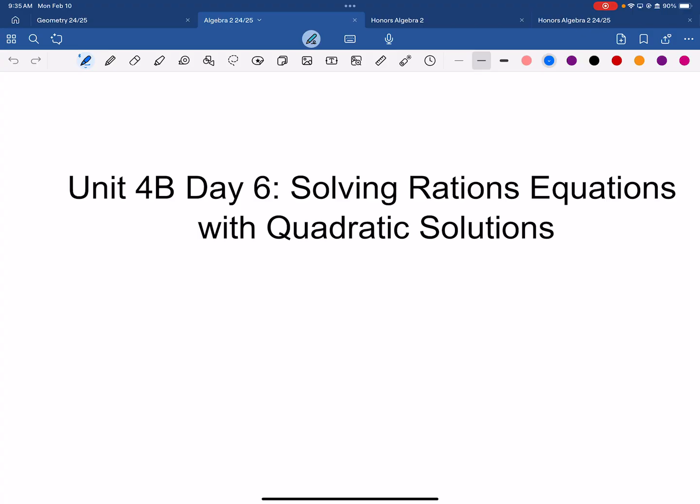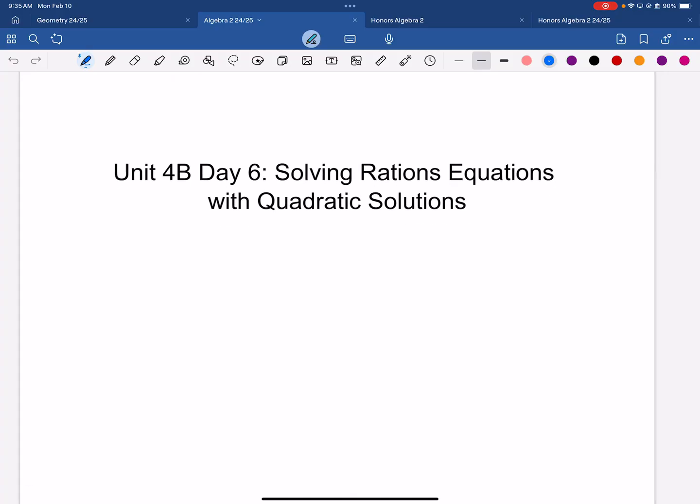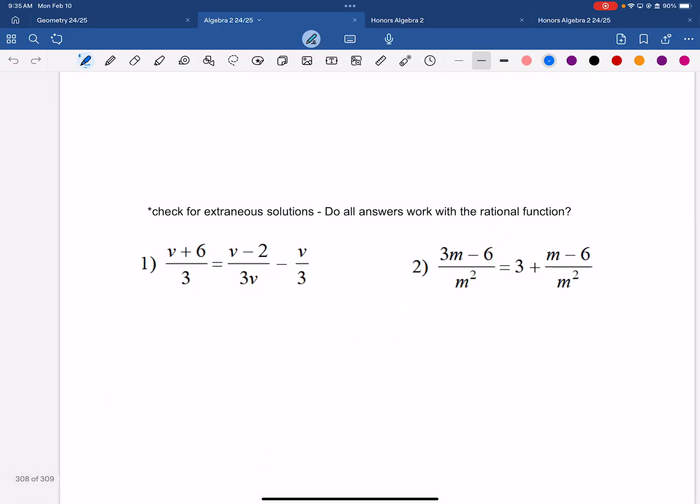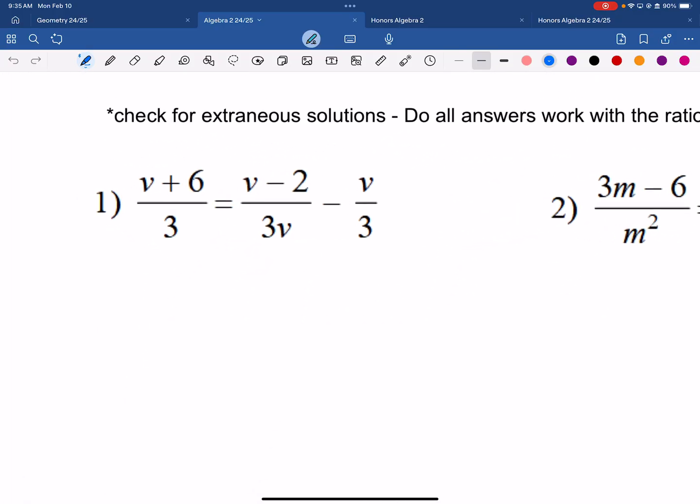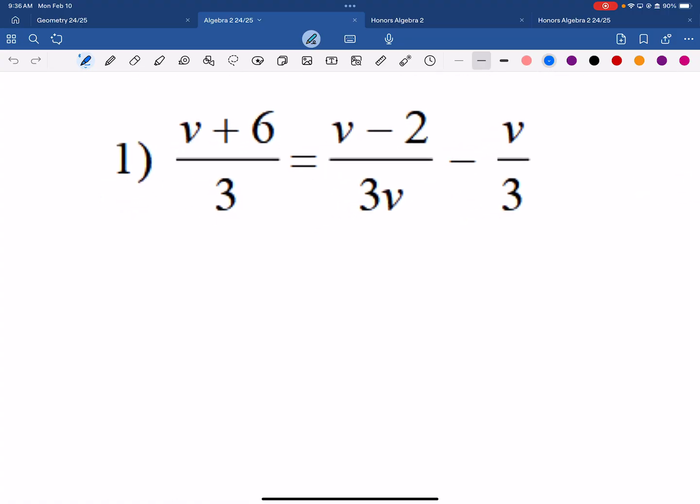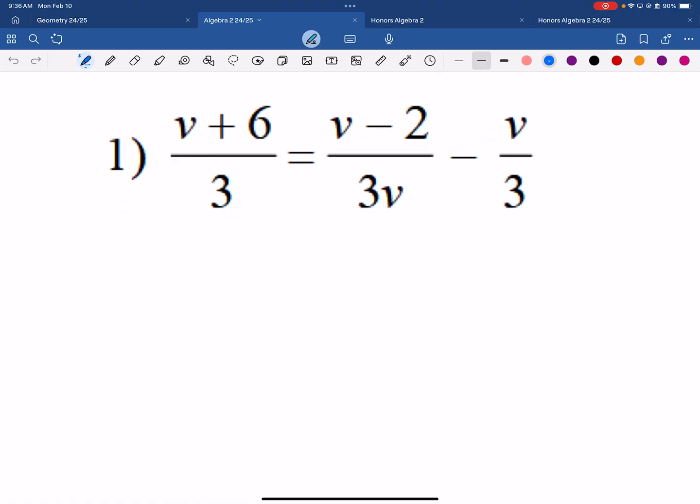Obviously, we want to be able to solve them by the end of the hour. We don't have a whole lot of examples today. I only think we have 2 or 3 or 4 examples today. So we're going to keep it pretty straightforward. So our first one, we've got v plus 6 over 3 equals v minus 2 over 3v minus v over 3.